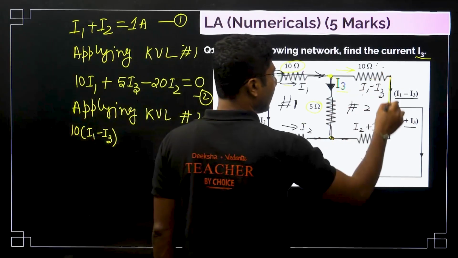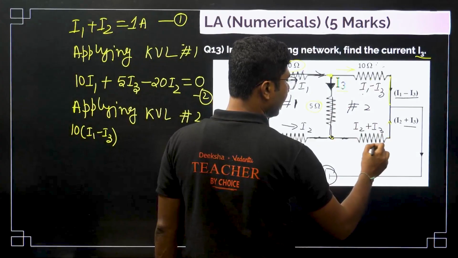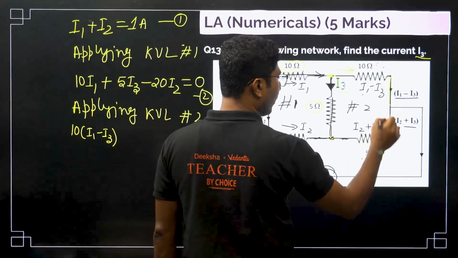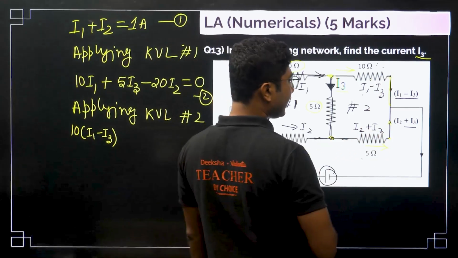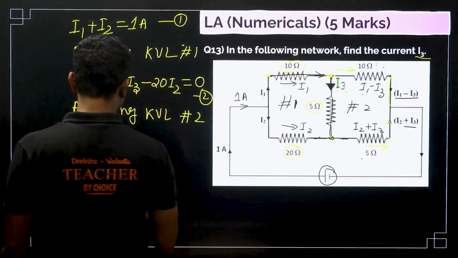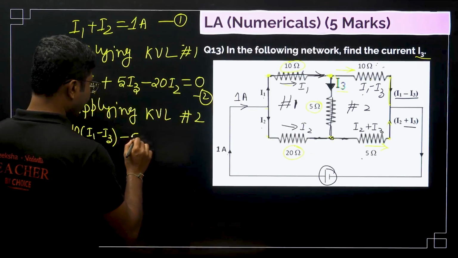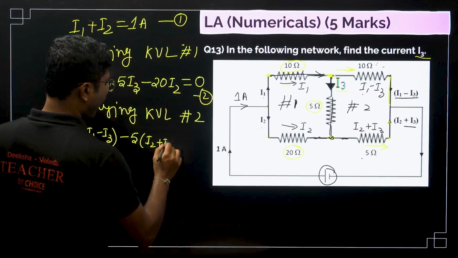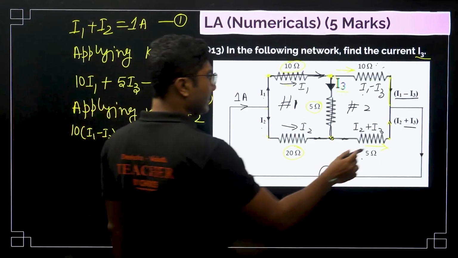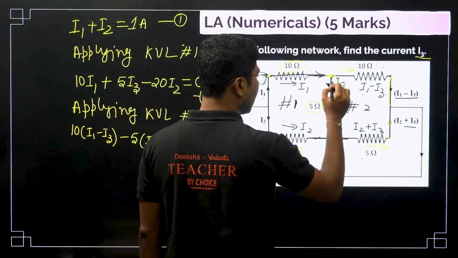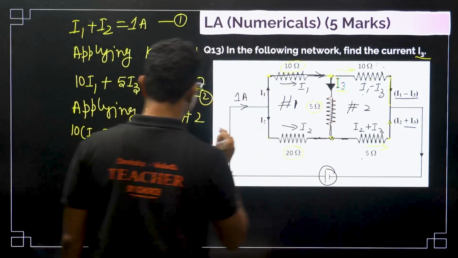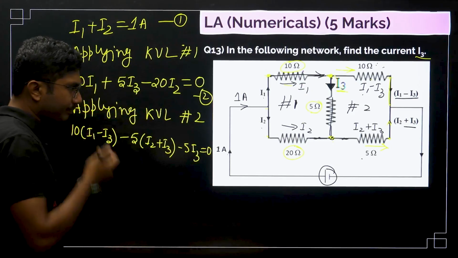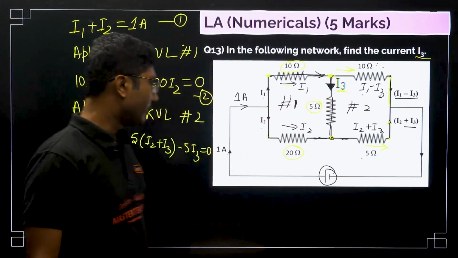Now we reached this point. Again current in this case is going in this direction, so from here to here we are going in the opposite direction. Going in the opposite direction means this must be negative, so it will be minus 5 into (I2 plus I3). Again after this point we are going in this direction, opposite to the current, so I3 into 5 will be minus. So minus 5 I3, and it will be equal to 0. No battery is connected, that means it will be equal to 0.